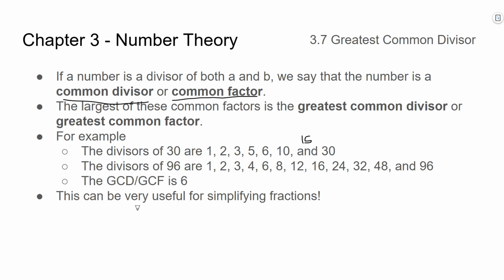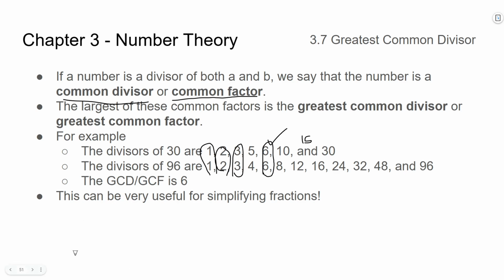All right, so what's the greatest of these? Let's see. So 96, no. 48, no. 32, no. 24, no. 16, no. 12, no. 8, no. But we have 6. So 6 is a common divisor. What else do we have? We have 3, 2, and 1 are also common divisors, but the greatest common divisor would be 6.